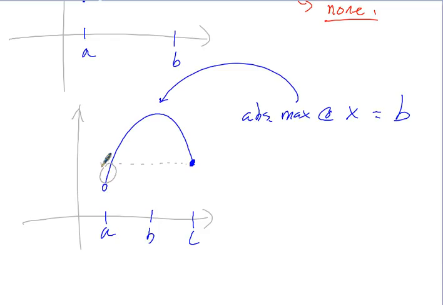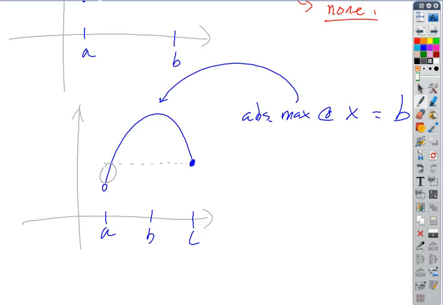Wait, so there's a maximum? Yes, there's an absolute maximum at x equals b, but there is no absolute minimum. It's really confusing. There's no minimum because then you can't go back. It's a weird deal. But that'd be just like saying, what's the closest point I can get to the door? And there is no closest point.